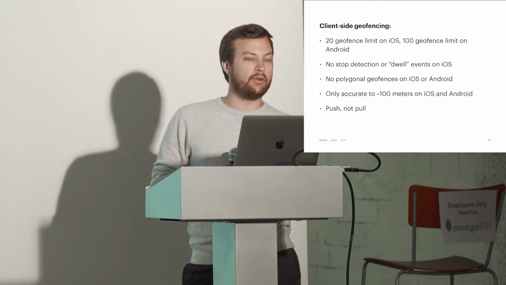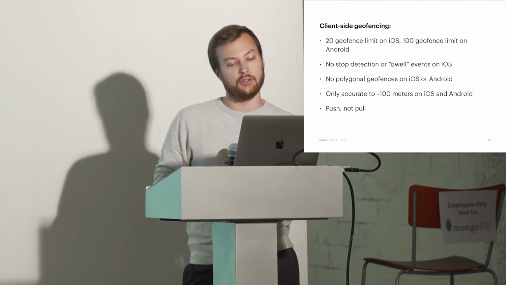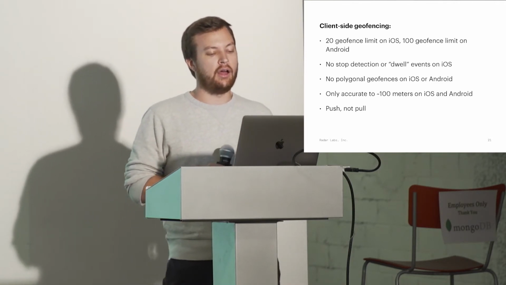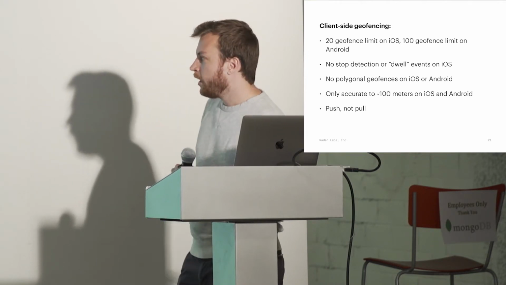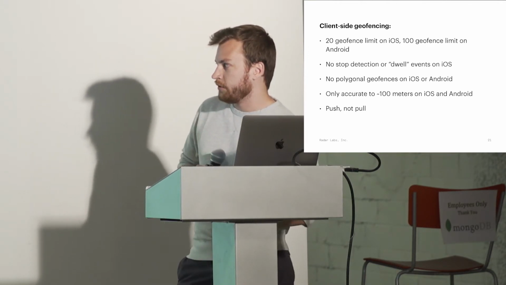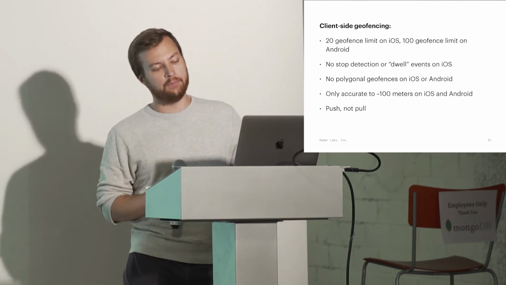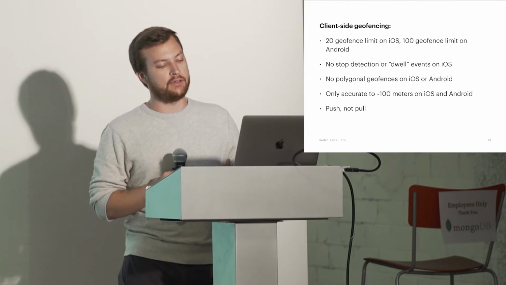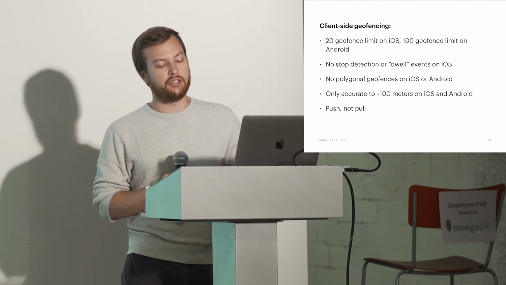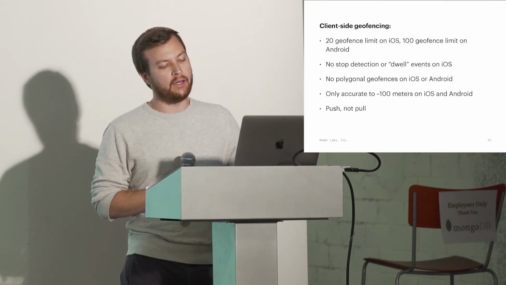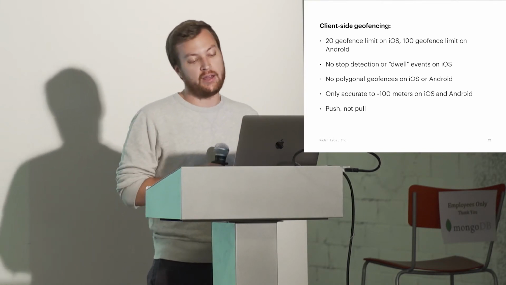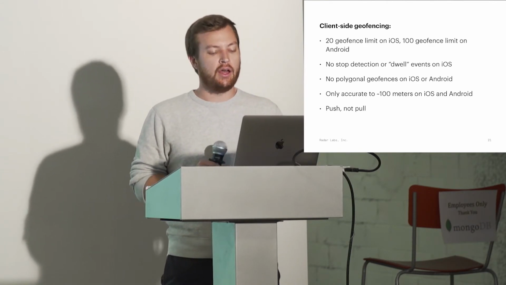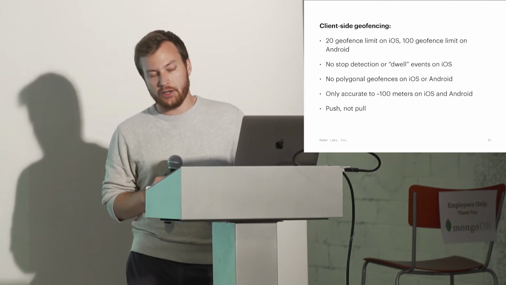If you want to monitor more regions, you basically have to devise a system to swap geofences in and out as the user moves around. It's kind of a pain, but it's something you can do. On iOS, there's no notion of stop detection or dwell events. On Android, you can listen for entries, dwells, and exits. On iOS, there's no notion of that. So iOS will tell you when a user enters a region, but they won't tell you if a user has stayed in a region for any amount of time. You can't monitor polygon geofences, just circle geofences. They're only accurate down to about 100 meters.